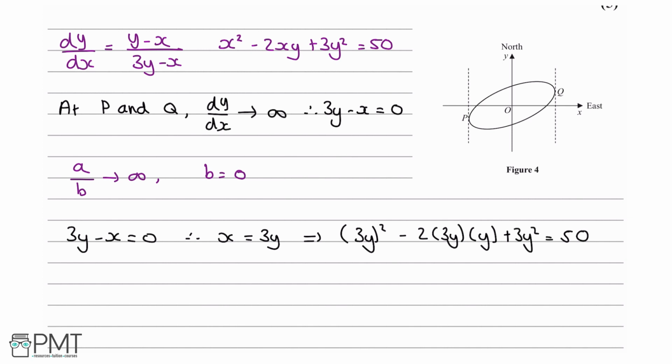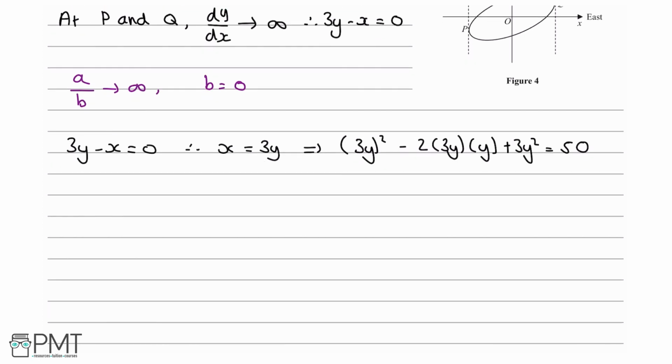So all I've done is put in 3y into here and 3y into here, using x equals 3y. So what we can do now is expand this, solve this as a normal equation and get our answer. So 3y squared is going to be 9y squared, minus 2 times 3y times y, so this is going to be minus 6y squared, and then plus 3y squared equals 50.